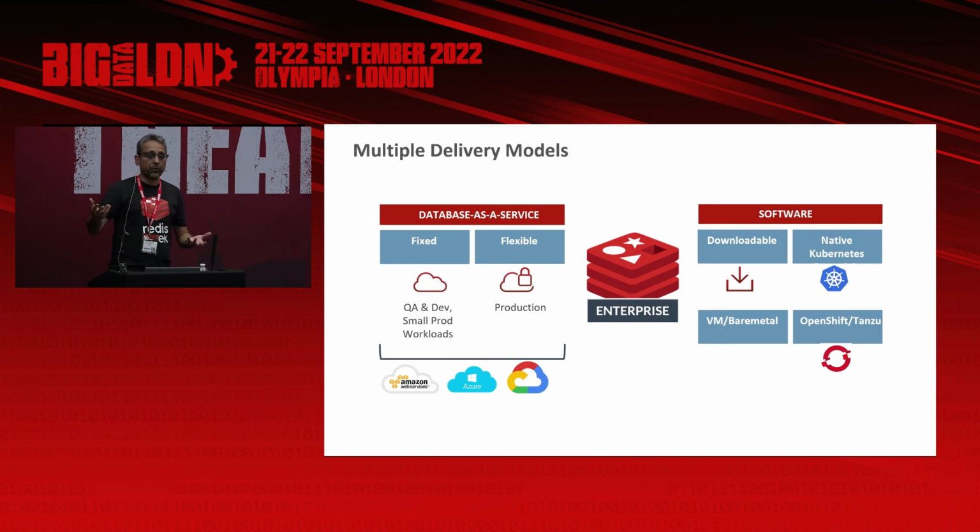Now, if you want to consume Redis, Redis is available as a managed service on AWS, on Google, and also on Azure. If you want to deploy it on-prem, you can download the software and deploy it on virtual machines or bare metal for on-prem deployment. And you can also deploy it in Kubernetes. So all the bases are covered for different deployment models there.